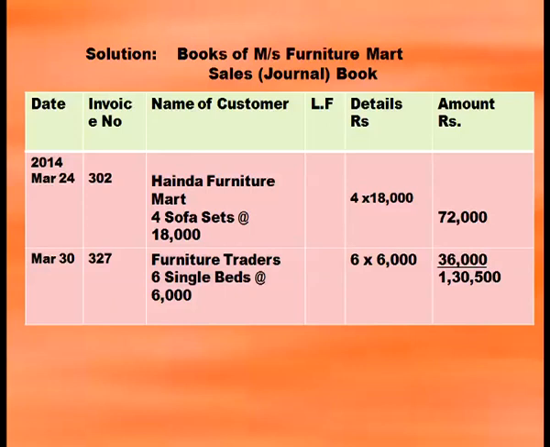2014 March 24, invoice number right from the question. Name of the customer, Henda Furniture Mart. 4 sofa sets at rupees 18,000. Its details in the details column. 4 into 18,000, net amount 72,000 in the amount column. Another transaction, March 30, Furniture Traders is the name of the customer. 6 single beds at rupees 6,000. 6 into 6,000 in the details column and in the amount column, net amount 36,000. So, when all these transactions are totaled, it comes to 1,30,500.